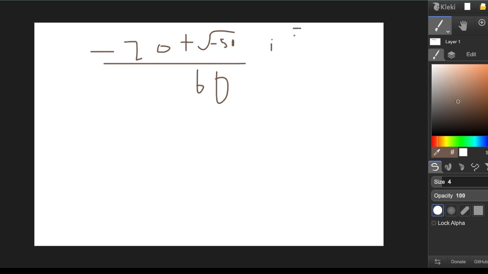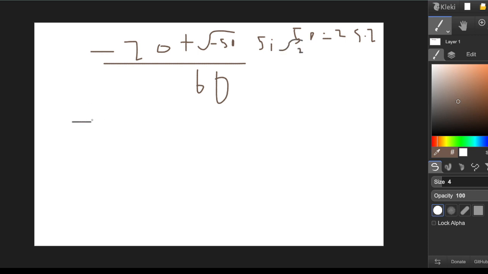Let's try this. Negative 20 plus the square root of negative 50 all over 60. I'm only going to concern myself with the part on the right and forget about the part on the left for now. This is already a good number. So this is i. And then I know, well, 50 is just 25 times 2, right? So the square root of 25 is 5. So I get 5i times the square root of 2.